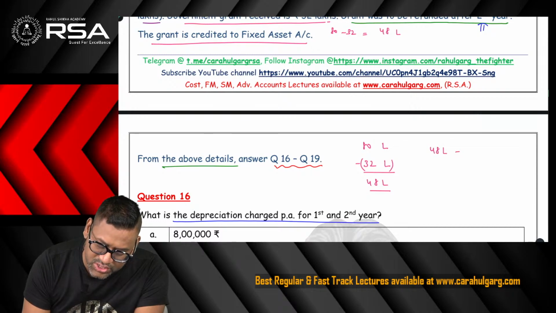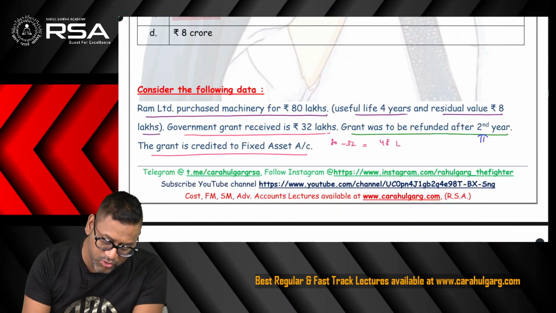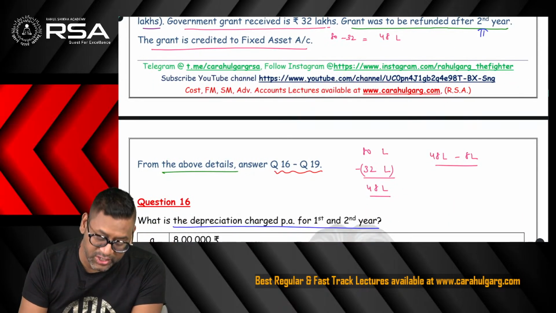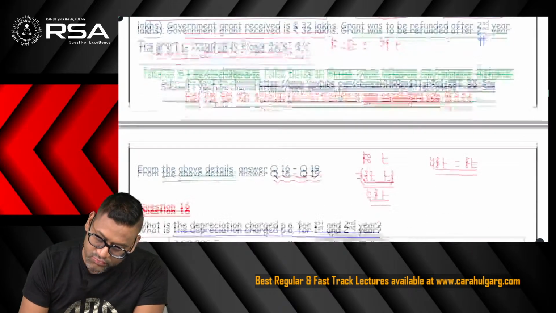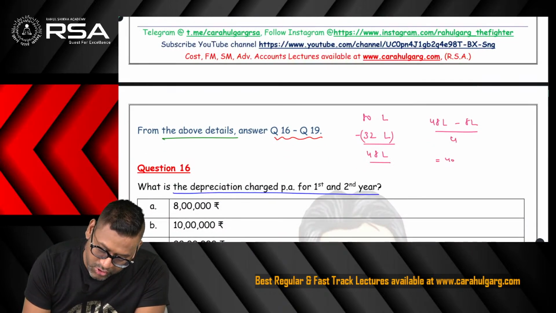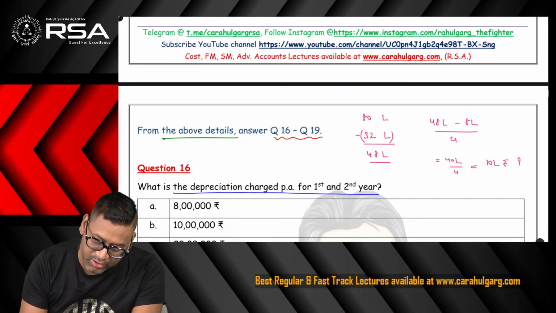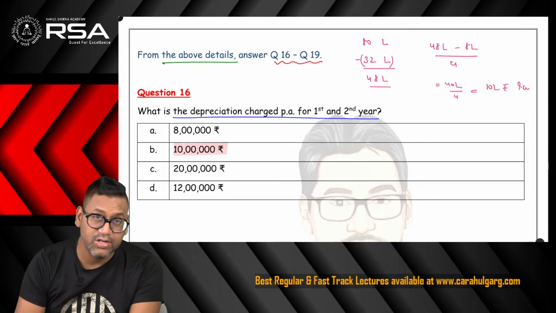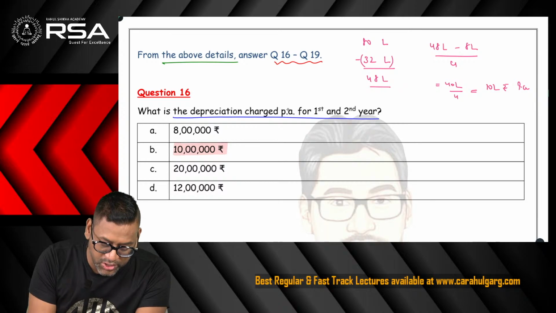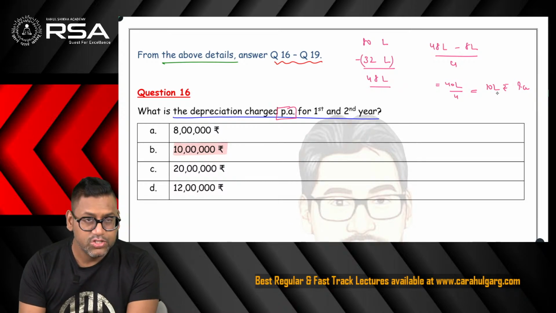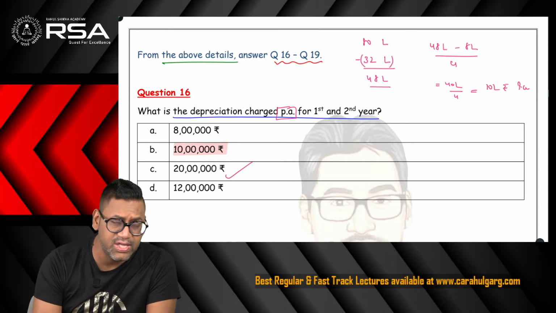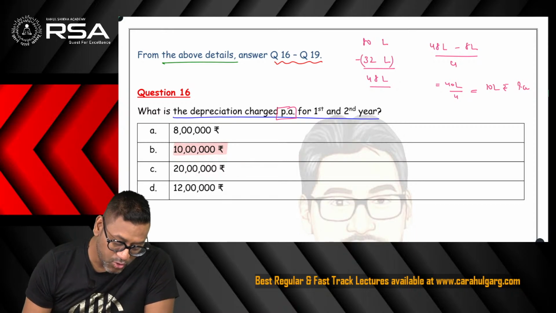Now if I want to charge the depreciation, 48 lakh minus the residual value which the question says is 8 lakh rupees. So this becomes my depreciable amount, which is 40 lakh, and the life is, the question says, 4 years. So 40 lakh divided by 4, the amount of depreciation comes out to 10 lakh rupees per annum. So 10 lakh rupees per annum, this is the correct answer. Now the students who will ignore this wording per annum will say 10 lakh for first year, 10 lakh for second year, meaning total 20 lakh, and they will mark option C as correct, but it is wrong. Okay, moving further.